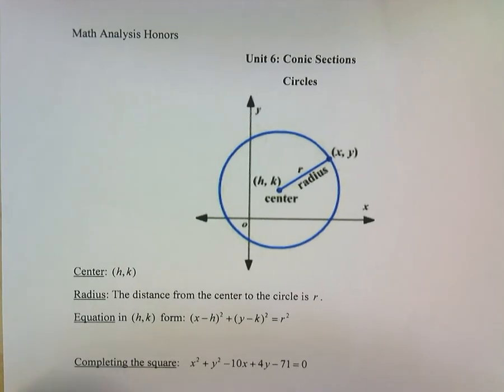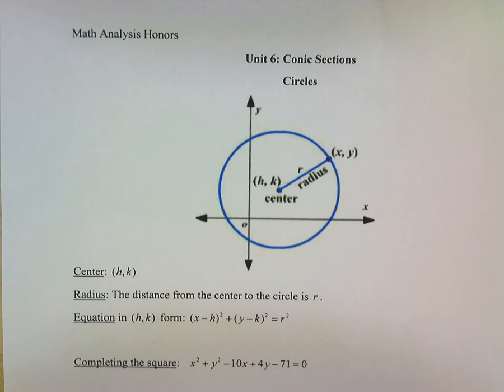Okay, the second section in Unit 6, conic sections, is circles. And circles are fairly easy. They're in your textbook for a very short amount of time, so it doesn't take us long to teach it. And it's at the very beginning, but they really belong with parabolas.